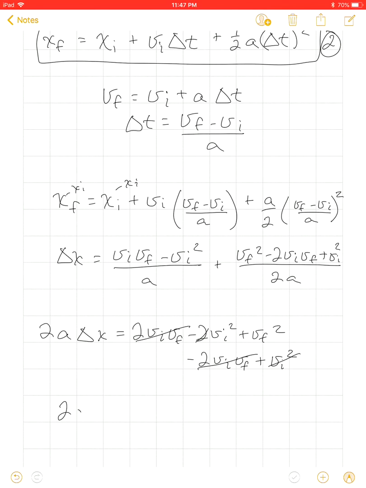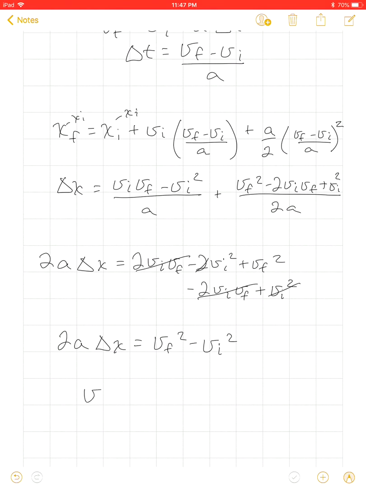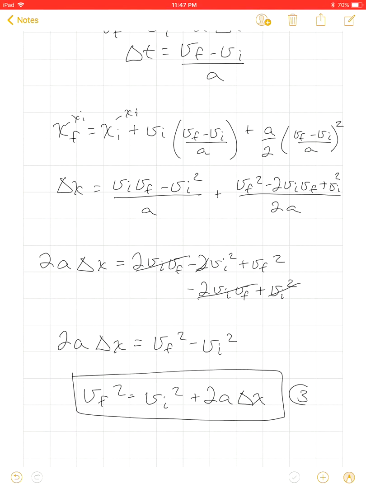So that means 2 times the acceleration times the change in position is equal to the final velocity squared minus the initial velocity squared. And so the final velocity squared will be equal to the initial velocity squared plus 2 times the acceleration times the change in position. And this is our third and final kinematic equation.